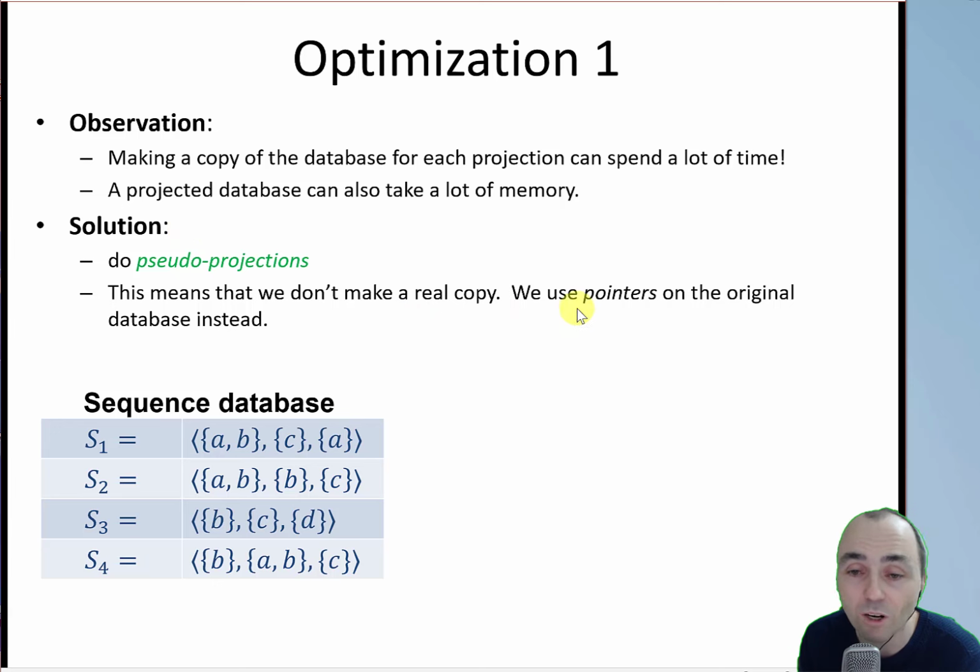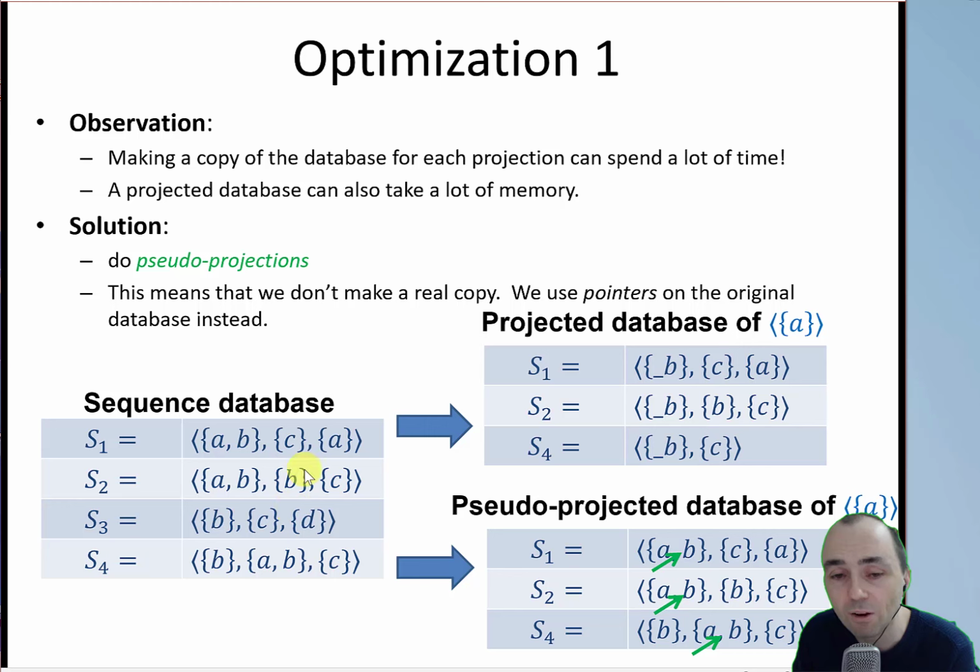You don't make a real copy, but you use pointers on the original database instead. Okay, instead of making a real copy. So let me show you this. Here I have a database. If I do a normal projection, I will make a copy of this, but I will remove something. But still, it will use a lot of memory.